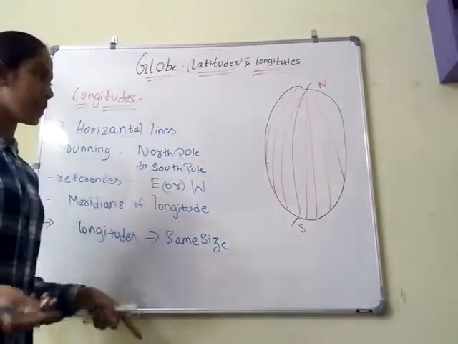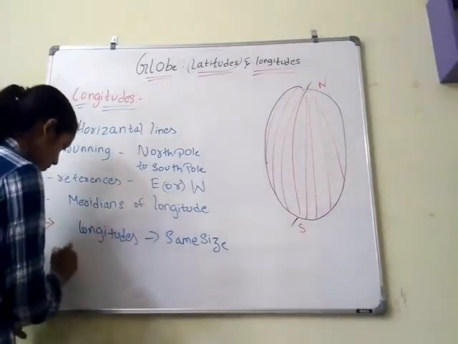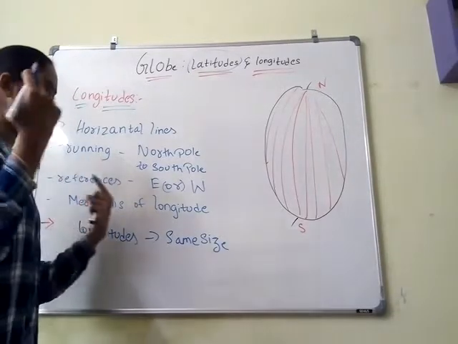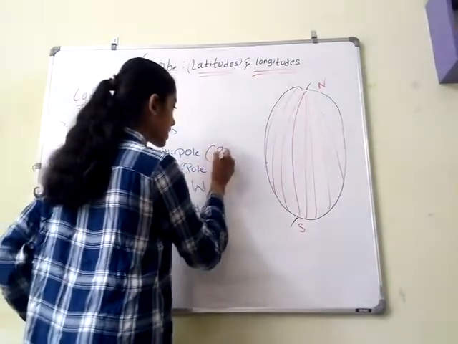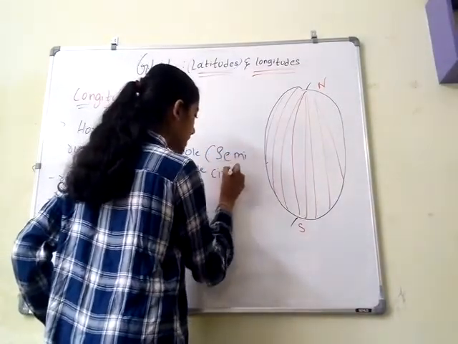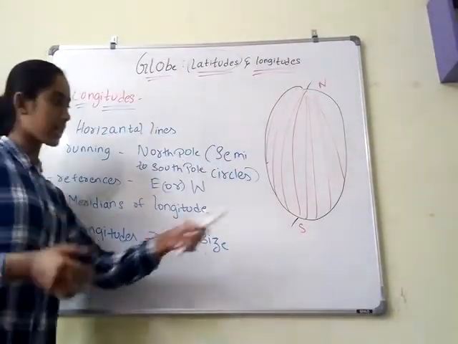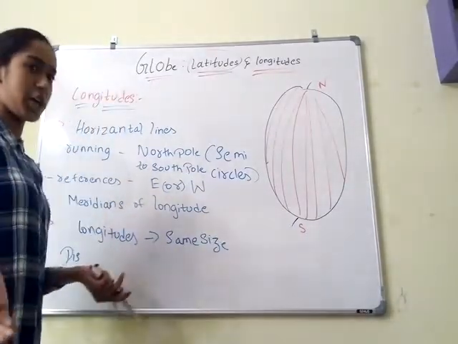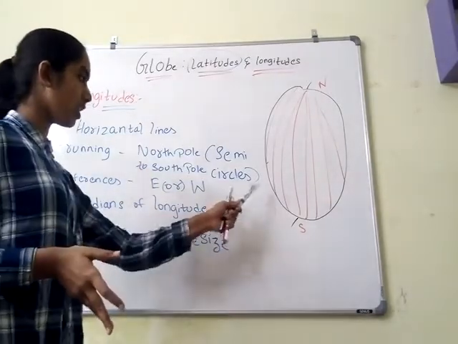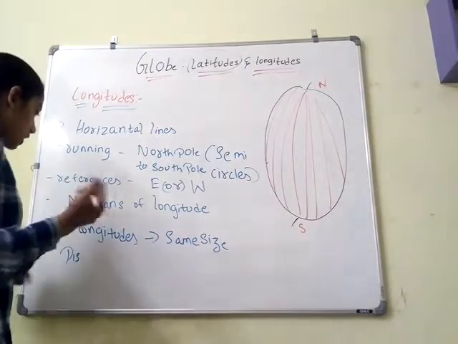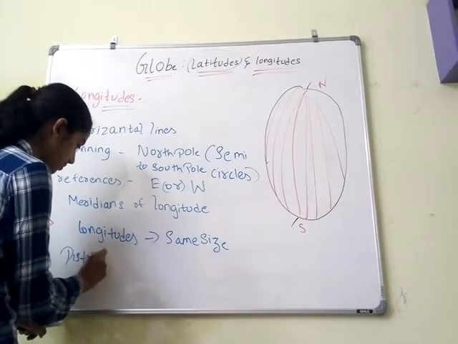But in terms of the distance between each longitude, it decreases towards the poles. These are semicircles passing from North Pole to South Pole, and these semicircles are also called longitudes. But latitudes are full circles. These longitudes are semicircles. Longitudes are of the same size, but the distance between them decreases.